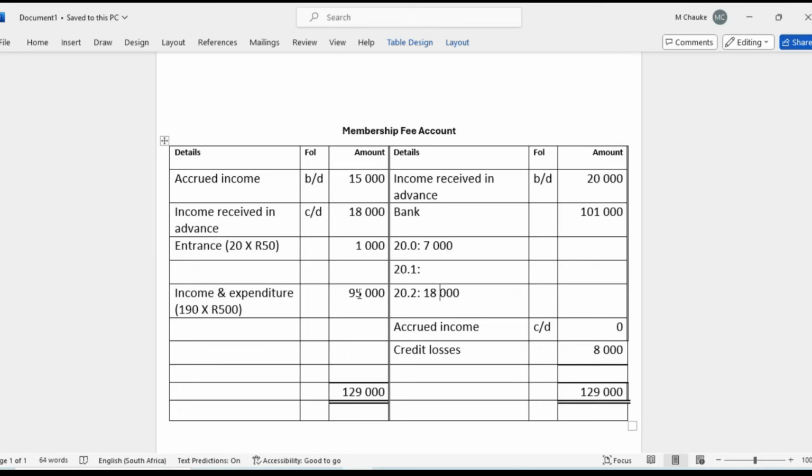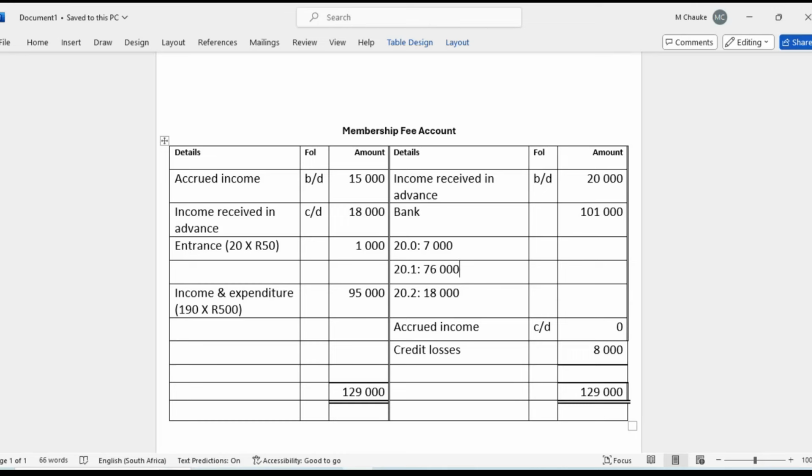Now, what is missing? It's the membership fee received for 2001, which is our current year. So we just have to take the bank, the total bank, we minus our 7,000, and then we also minus our 18,000. We will get our current year bank, or membership fee received for the current year, which is 101,000 minus 7,000 minus 18,000. Then we get 76,000. That is your membership fee account.